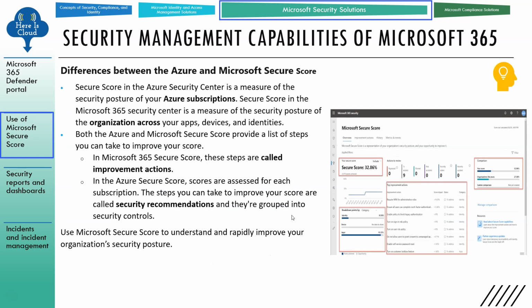So this could be important for the exam, that is, what is the difference between Azure and Microsoft Secure Score. The secure score in Azure Security Center is a measure of the security posture of the Azure subscription, whereas Microsoft Secure Score is a measure of the security posture of the organization across your apps, devices, and identities. So that's the difference. Both the Azure and Microsoft Secure Score provide a list of steps you can take to improve your score. In Microsoft 365 Secure Score, these are called improvement actions, whereas in Azure Secure Score, these are called security recommendations. As a usage, use Microsoft Secure Score to understand and rapidly improve your organization's security posture.